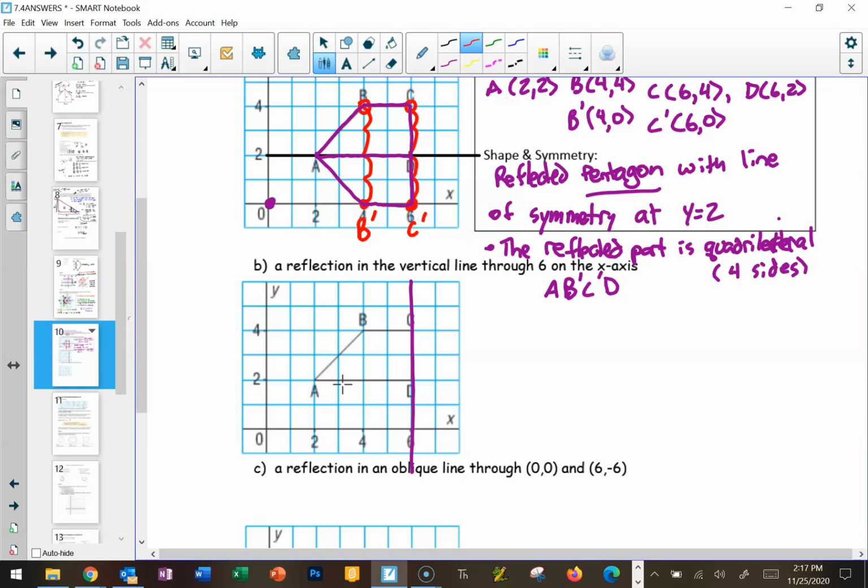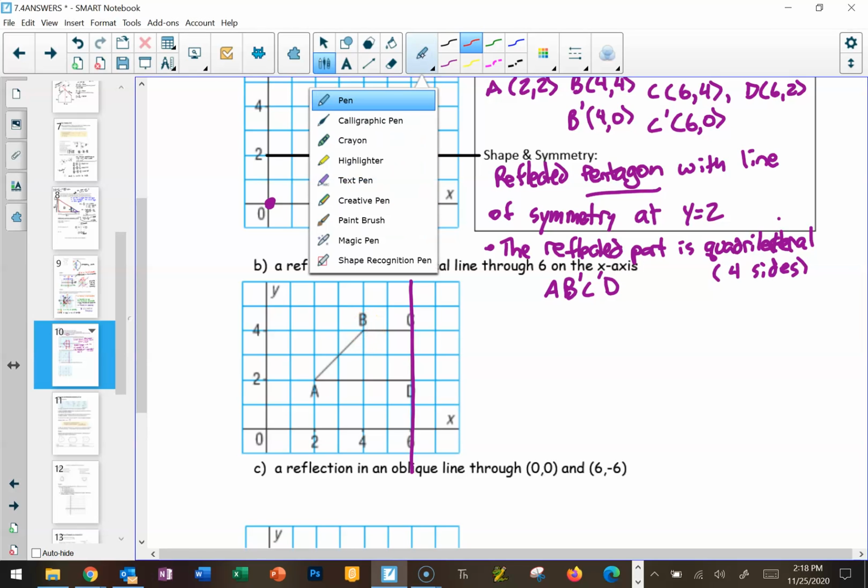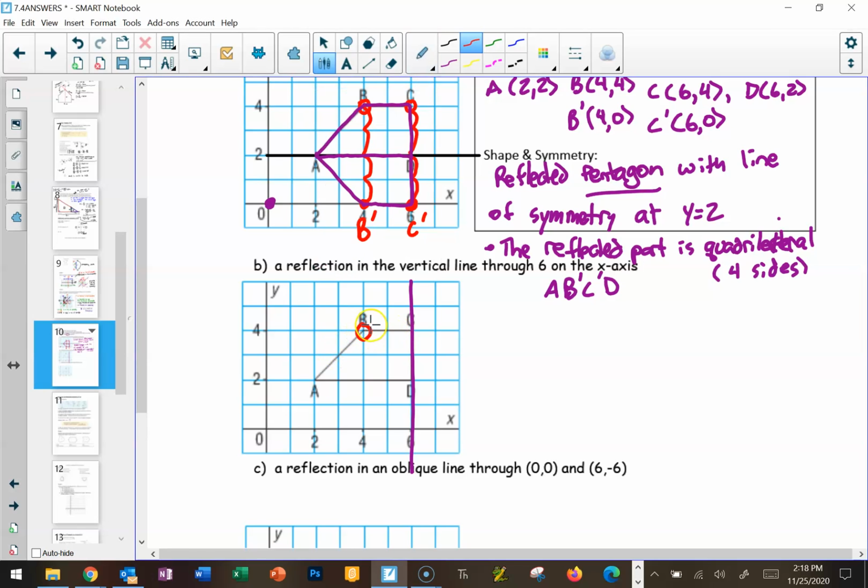So if we're drawing it through the vertical line through 6 on the x-axis, our points are going to be over here on the right side. So let's look at the points. Okay, we've got point B right here. Point B is 2 hops away from the line. So 1, 2 hops of the line away. That would be B prime right there.